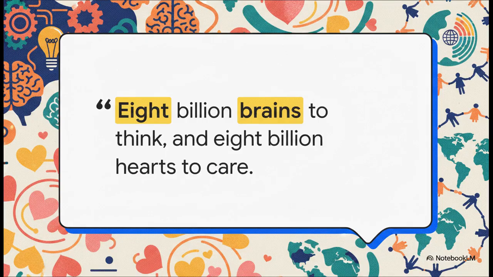Think about the sheer scale of the potential sitting right there in our classrooms. As our source material points out, the Earth contains more than 8 billion humans. That means we have more than 8 billion brains to think and sincere hearts to understand and care. It's just a profound idea, right? It perfectly captures this massive potential we have for global collaboration. Every single student you teach is one of those brains and hearts, and they are fully capable of cooperating to literally improve the Earth for everyone.